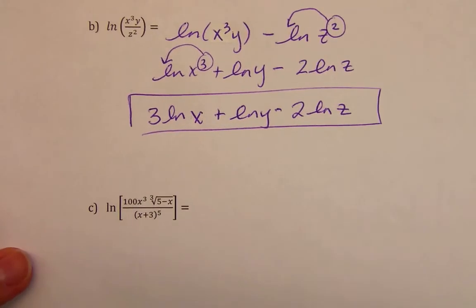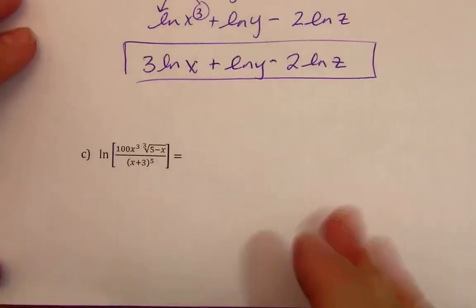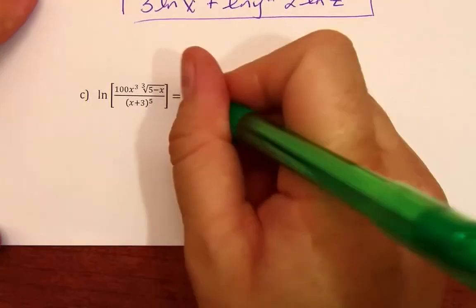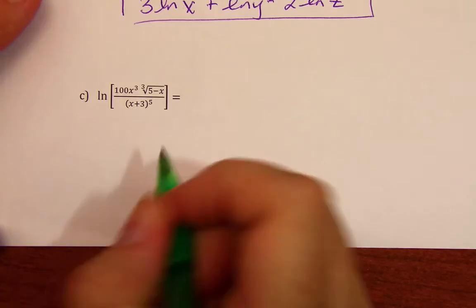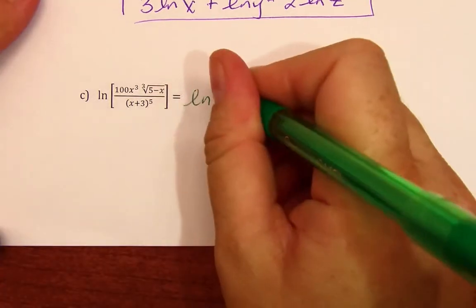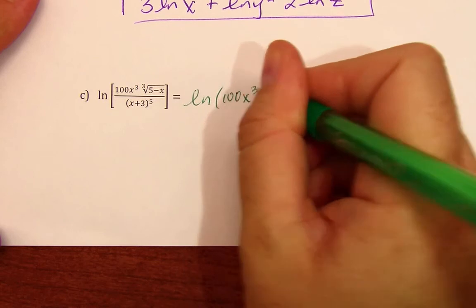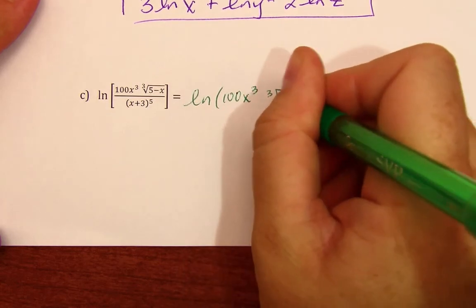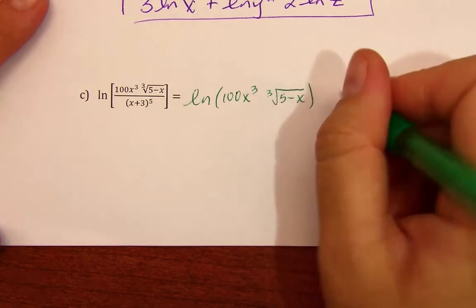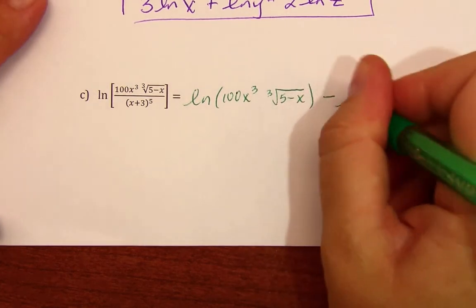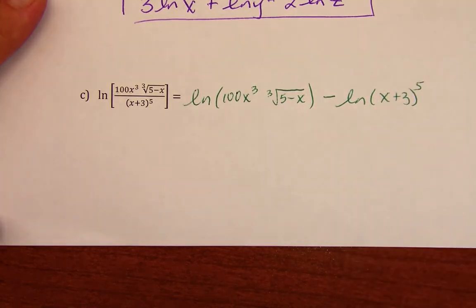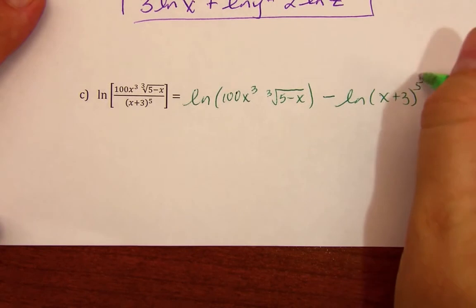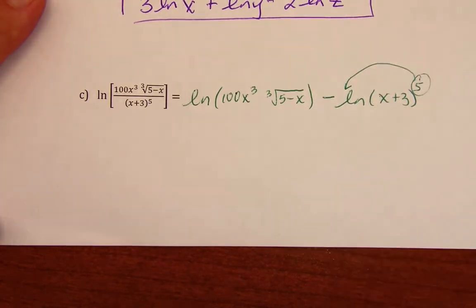Our next one here is a fun one. It's very complicated, lots of different pieces here. So let's go ahead and look at this and go through each step here. So I have a few terms on top and then some terms on the bottom. Natural log of 100x to the third cube root of 5 minus x, and then we have minus natural log of x plus 3 to the 5th power. Now, just like we saw above, I can't expand this, but I can move the 5 to the front.